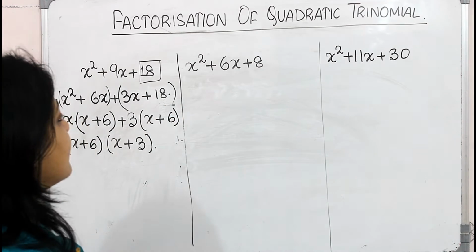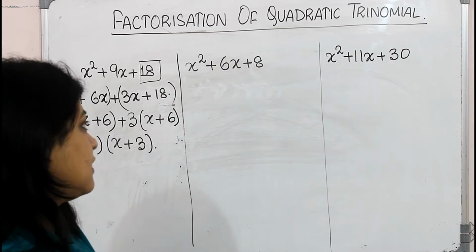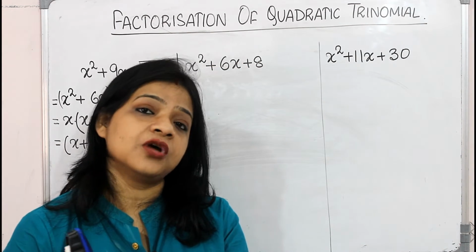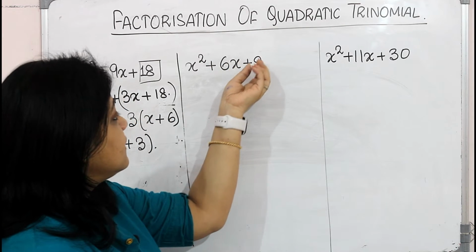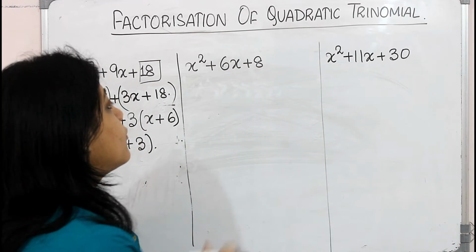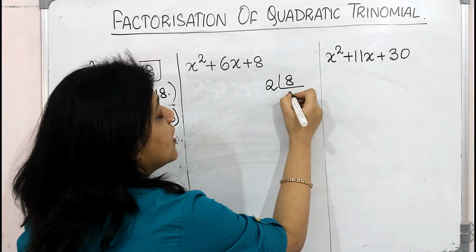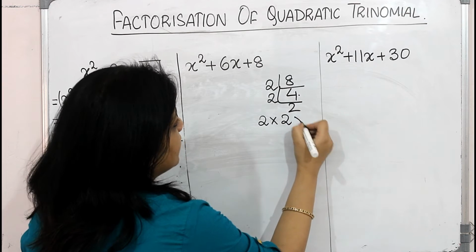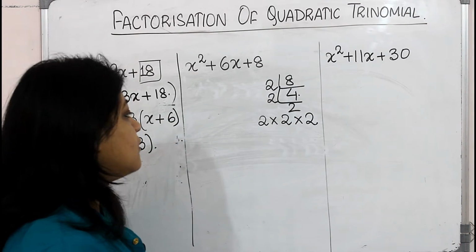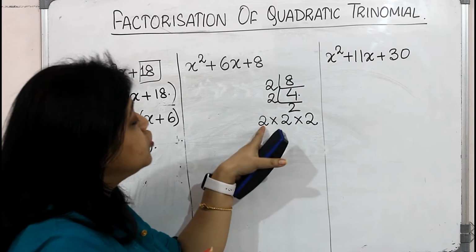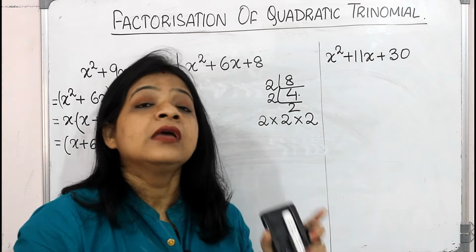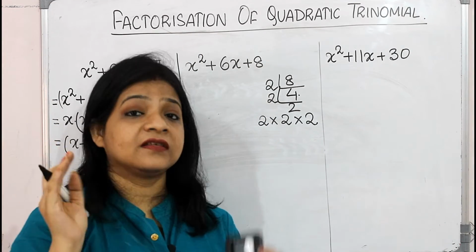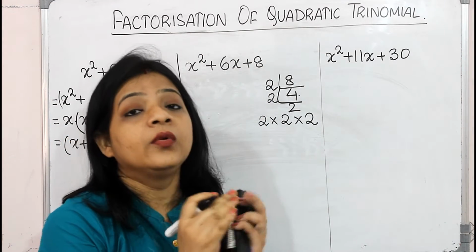So, let's look into the next expression, x squared plus 6x plus 8. So, the middle term is 6x. So, you are to break 6x in such a way that, suppose 8 is the last term. So, 2 into 4 is 8, 2 into 2 into 2 are the factors of 8. Now, you are to choose the combination of factors in such a way that the sum is equal to 6x.